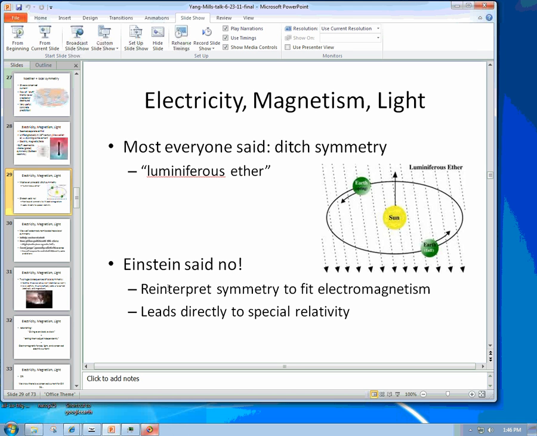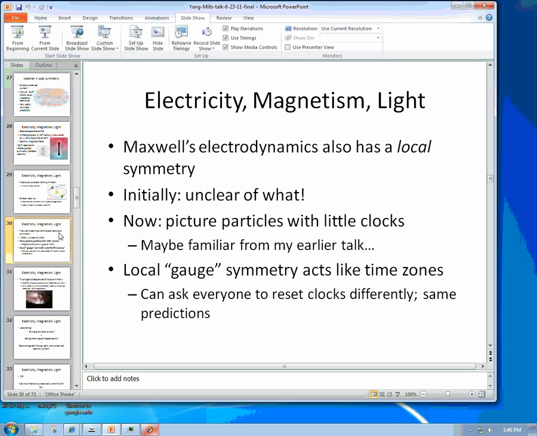And so he basically reinterpreted symmetry to fit the electromagnetic laws of Maxwell, and they fit beautifully, and it leads directly to special relativity. And so symmetry is saved as a principle in the process. Now, Maxwell's electrodynamics also has a local symmetry. It has a certain kind of thing where you can adjust it locally and differently for all different parts of space. And initially, it was unclear what that was a symmetry of.